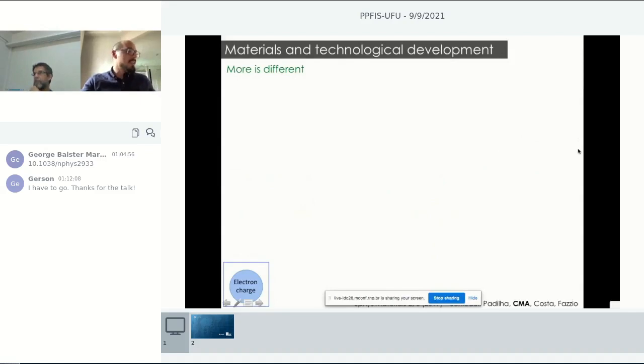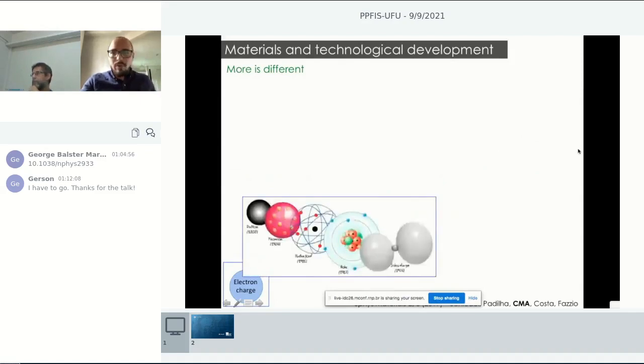Essentially, the current view of our technology based on semiconductors is related with the fact that we think that when we put things together, we are able to understand what is happening only by understanding the basic building blocks of the system.